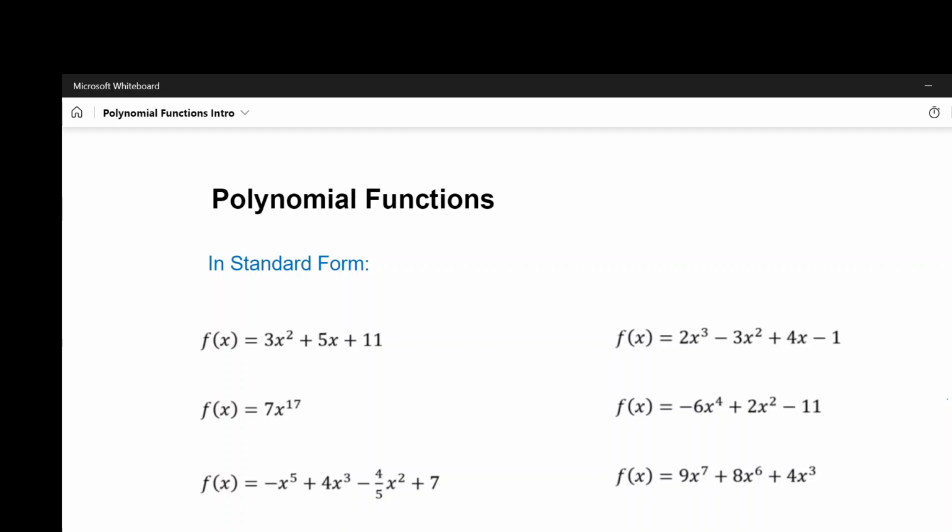Okay, so let's have a look at what we know so far about polynomial functions in a quick review. So we know that we might have polynomial functions given to us in standard form, and here are 6 examples of standard form polynomial equations.